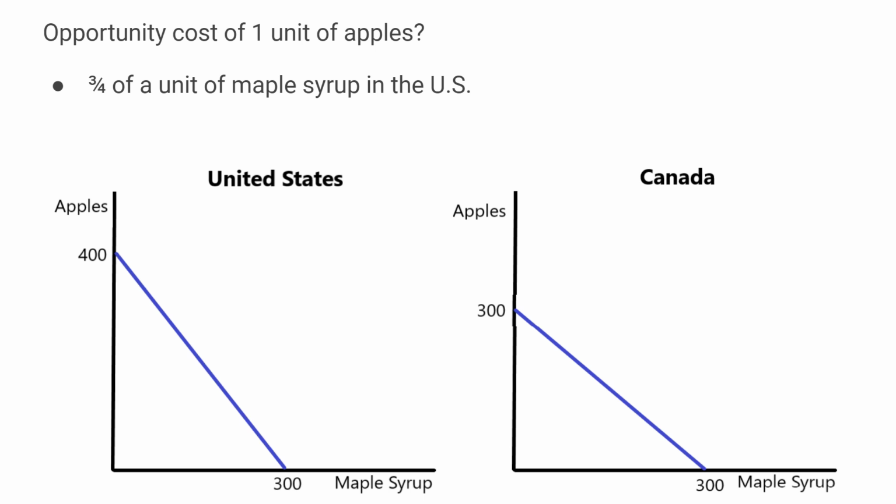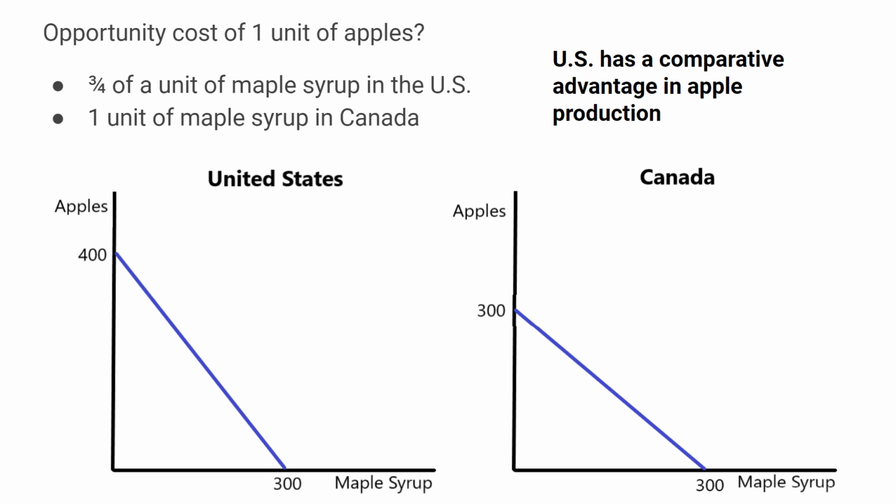In Canada, the numbers were chosen to make this really simple. The opportunity cost of 300 units of apples is 300 units of maple syrup, so the opportunity cost of 1 apple would be 1/300th of that, or just 1 unit of maple syrup. So that would be the opportunity cost of apples in the U.S. and Canada. We said that a country had a comparative advantage in a good if they could produce it at a lower opportunity cost. And because 3/4 is less than 1, we conclude that the U.S. has a comparative advantage in apple production.